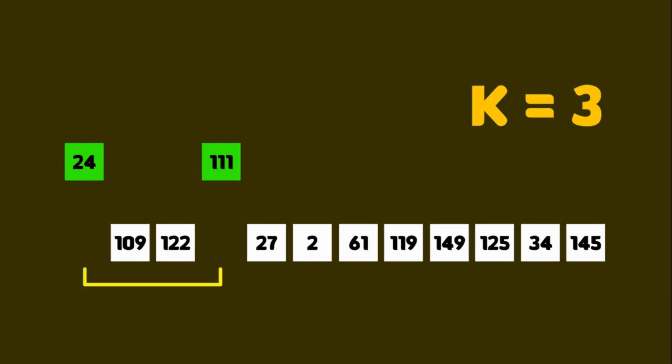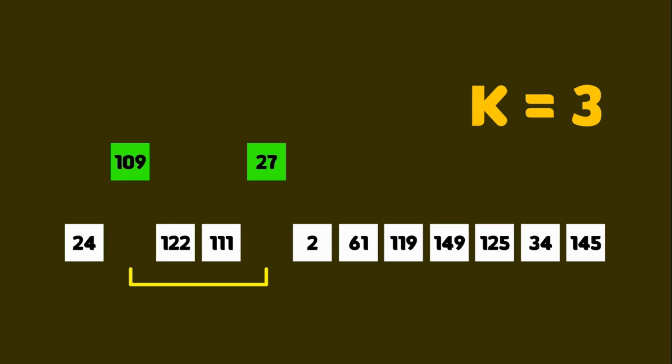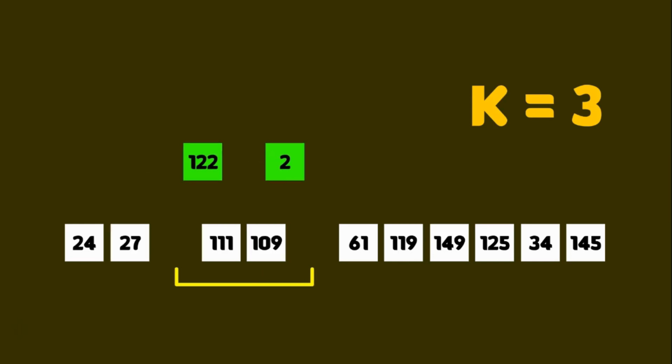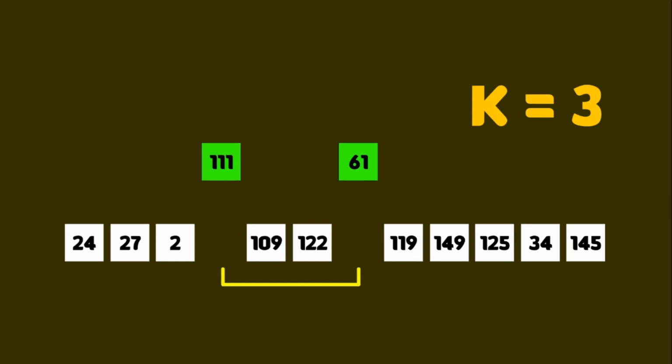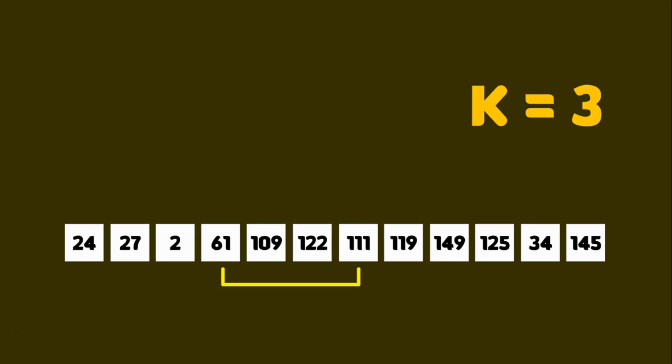So we have 24 and 111. So here we will take it in that order. 24 is lesser than 111, which is proper. 109 and 27. So as it is mentioned over here, 27 will take the place of 109. And then comes 122 and 2. So 2 is again swapped. After that comes 111 and 61. And 61 is again swapped with 111.